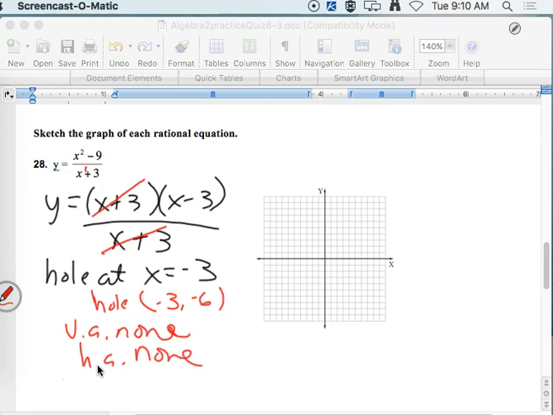Well, what are we supposed to put on there? Well, we can always put the hole at -3, -6. 1, 2, 3, 1, 2, 3, 4, 5. There! There's going to be a hole in our graph right there.